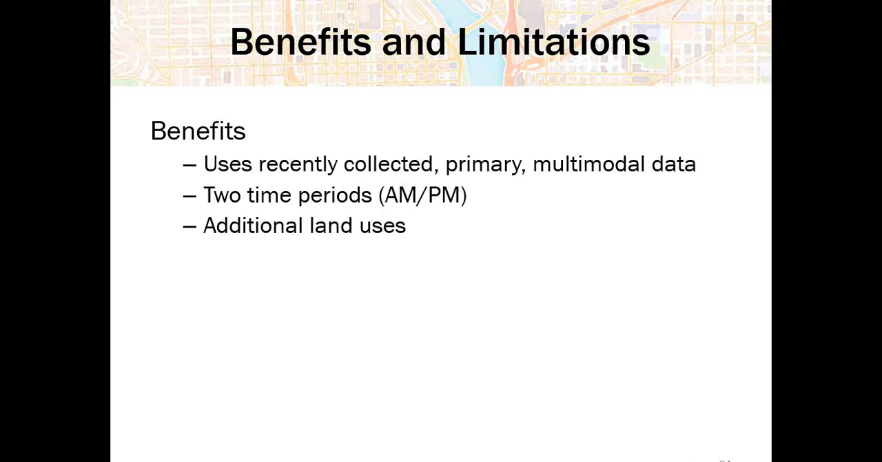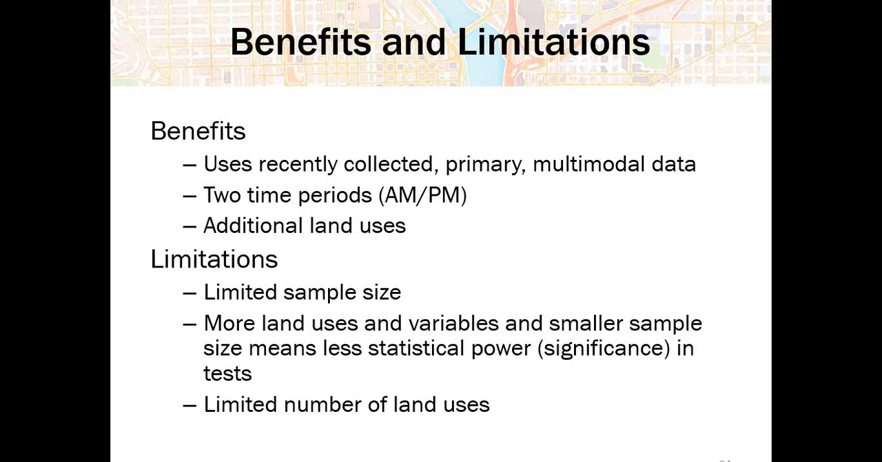The benefits and limitations are actually very similar to the first study. They were able to use recently collected primary multimodal data. They added a time period, so they were looking at both AM and PM peak time periods, and they looked at a few land uses. The limitations here are also the same. They still had a limited sample size, which is why they pooled their land uses into one big model. They still had a limited number of land uses as well. Looking at 5 land uses is still a fairly small set considering ITE's handbook has over 160 land uses.